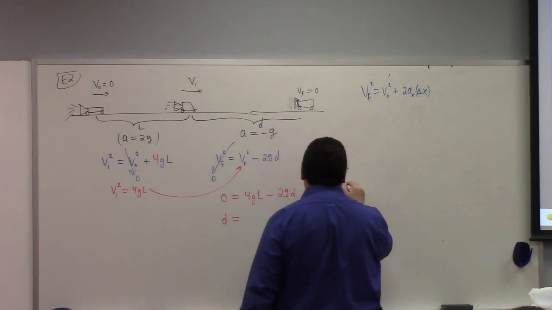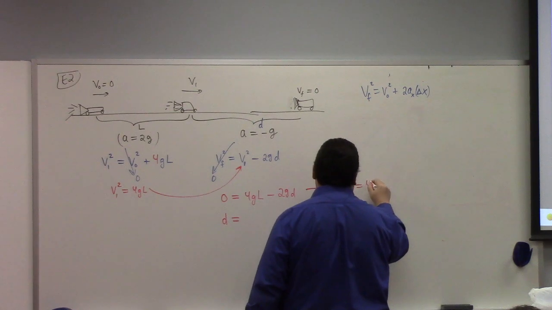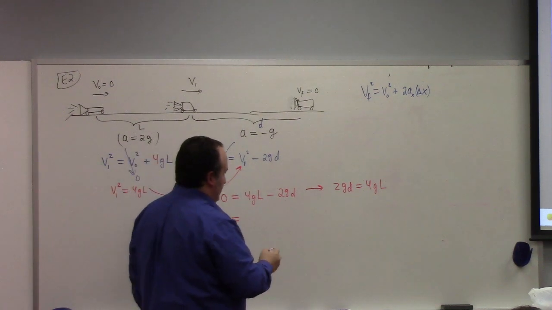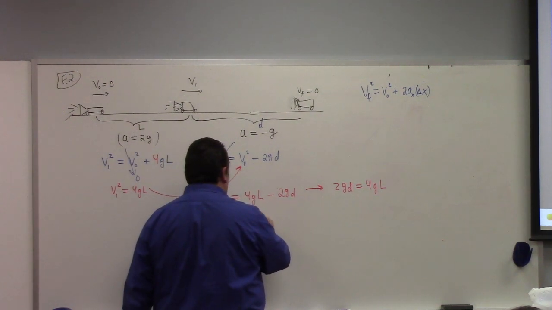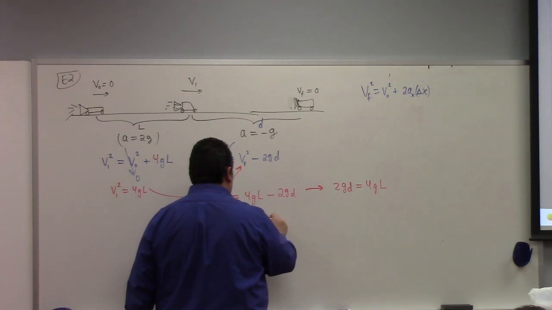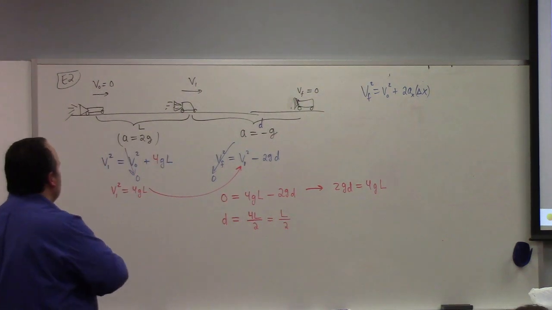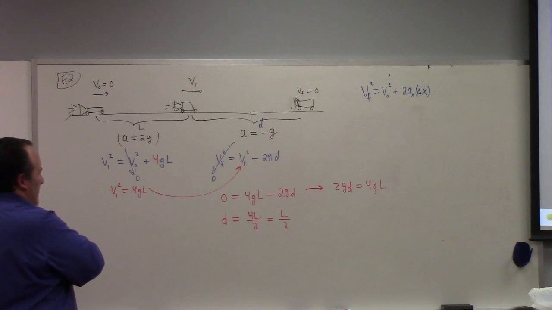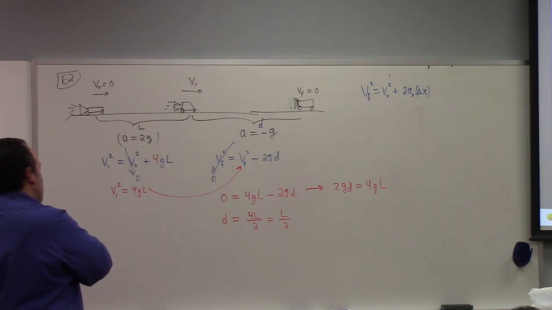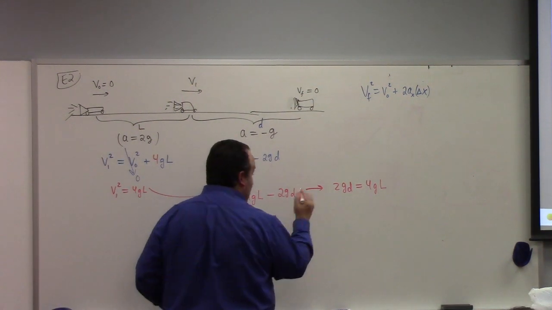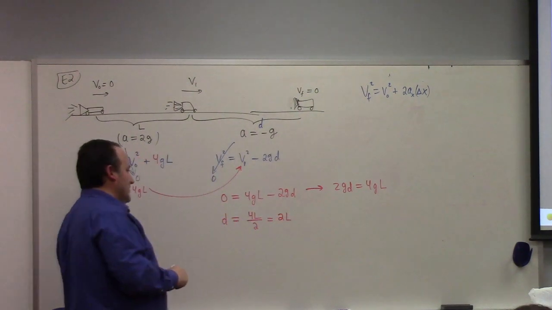I'll do an algebra step here. 2gd is equal to 4gl. The g's, they be canceling. And I believe we get 4L over 2, also known as L over 2. That feels wrong. That's got to be wrong. I must have made an algebra mistake here. Yeah, what's 4 divided by 2? Yeah, 2 maybe. Idiot. Me, not you. Let's see here, 2L.